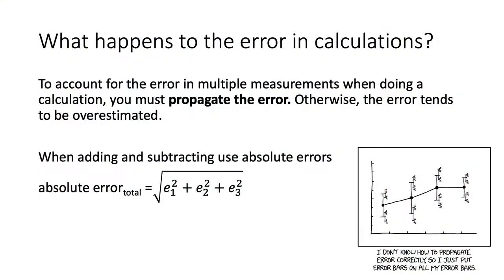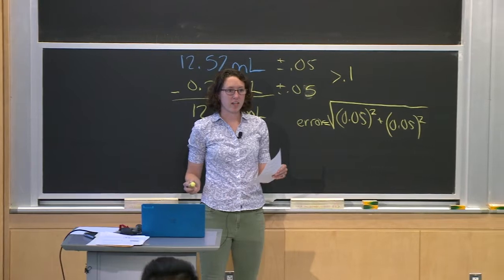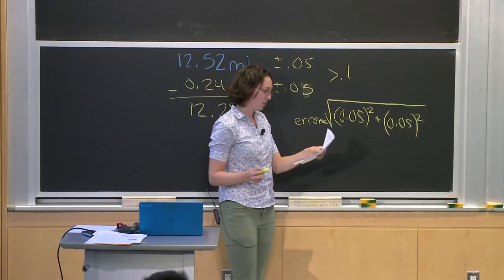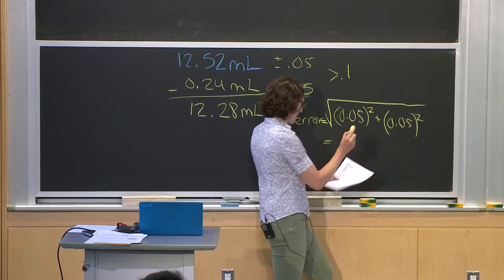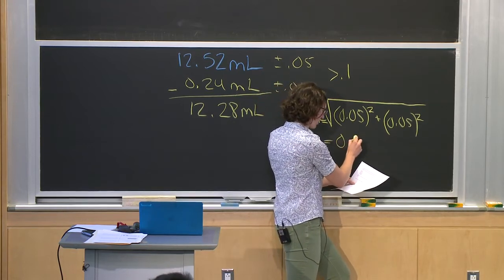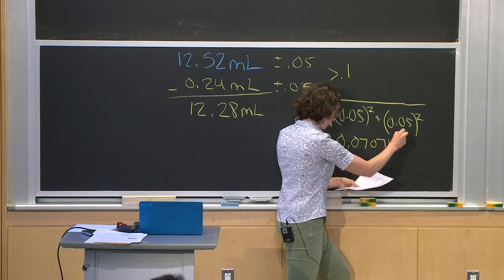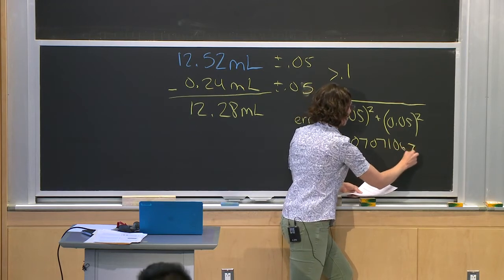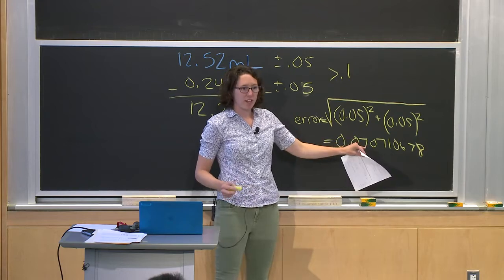So our error is going to be the square root of the sum of the squares of the errors of each individual measurement. So each one is... so if anyone has done that out or can do it in their head, the answer that you get is 0.07071067. So that's a lot of extra decimal places.